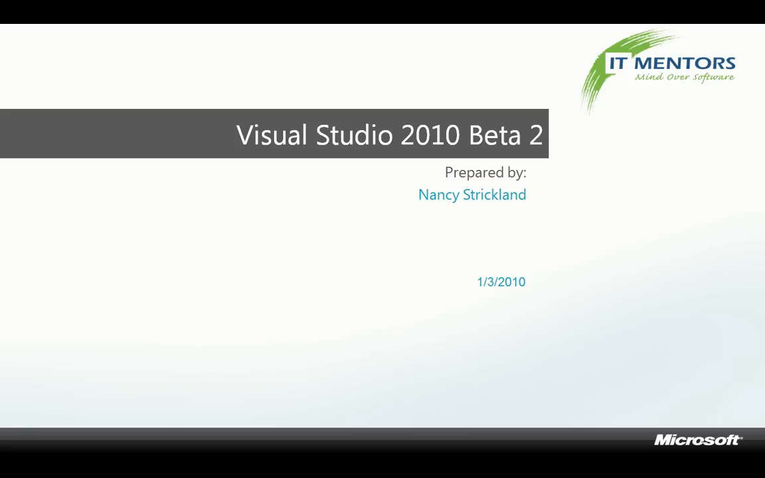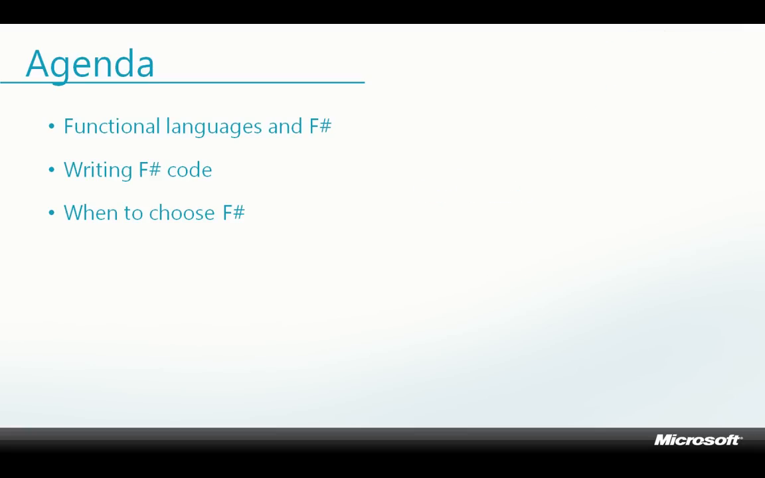This video on F# is part of a series on the Beta 2 release of Visual Studio 2010 and the .NET Framework 4. In this video, I'm going to show you something about the newest language in the .NET family, F#. I'll start with a little information on F# and on functional languages in general, and then I'll explain some of the basic syntax of the language, and of course I'll give you examples in code. And finally, I'll talk about some of the situations that F# is well suited for and some where it might not be your first choice.